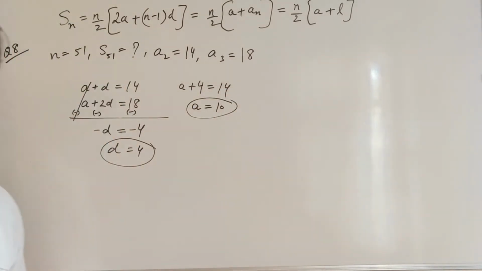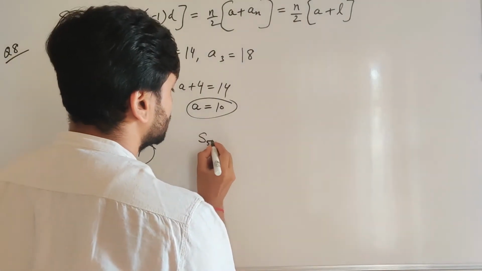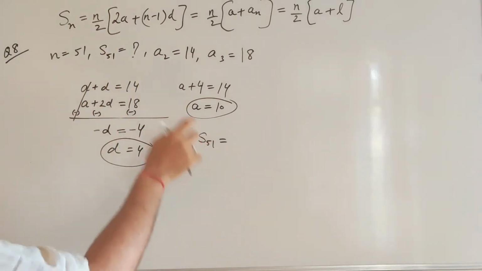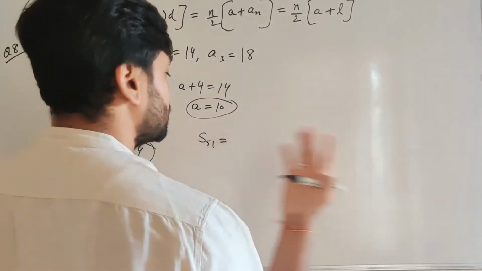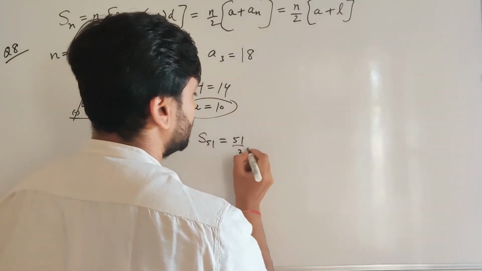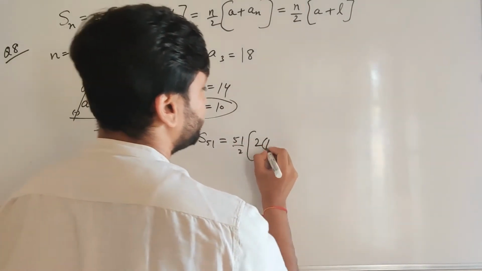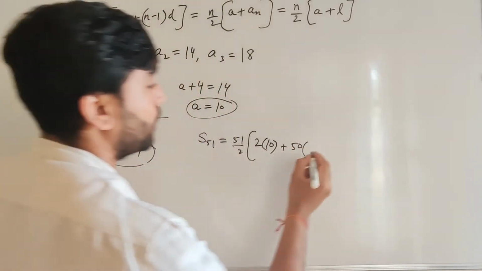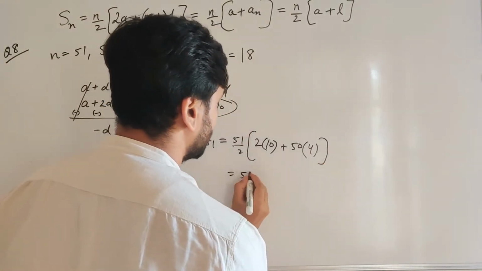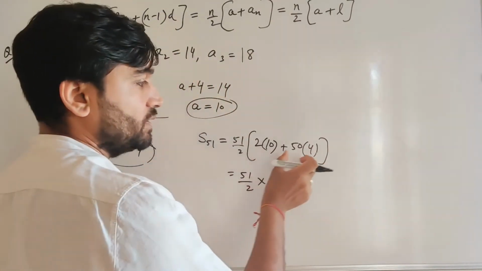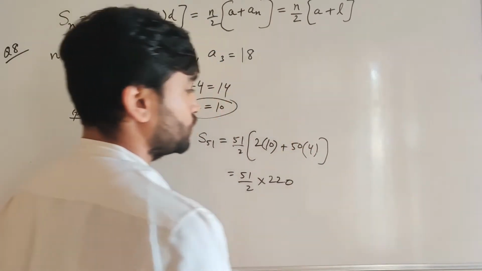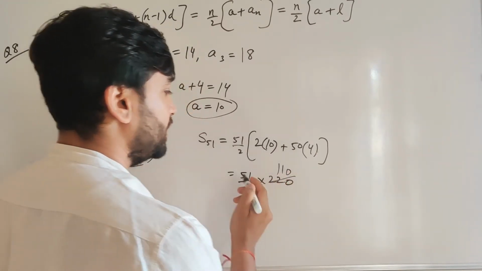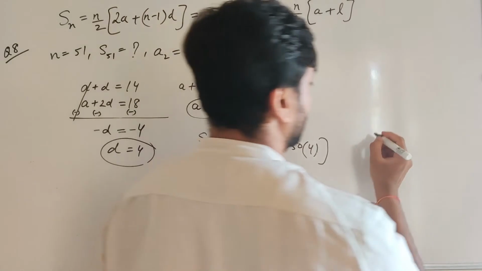The question is to find S51. So now S51 can be found out using this formula, n by 2, 2a plus n minus 1 into d, where n becomes 51, a and d values we just found out. So we just do the substitution and simplify. So n by 2, 2 into a plus 51 minus 1 is 50 into the common difference value is 4. Okay, so we just simplify now. 51 by 2 into this is 20, this is 200. So that will give you 220. Okay, and we do the cancellation. This is 110. So 110 into 51 will give you the answer. So 51.